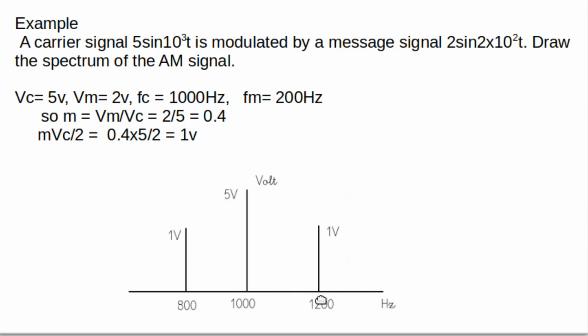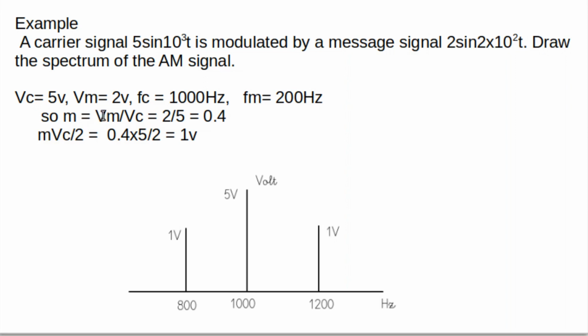What about the upper sideband side? The frequency is Fc plus Fm, so 1000 plus 200, that is 1200, and its amplitude is MVc by 2. We know that the amplitude of lower sideband and upper sideband are the same, and it is MVc by 2. So we have to know M first.